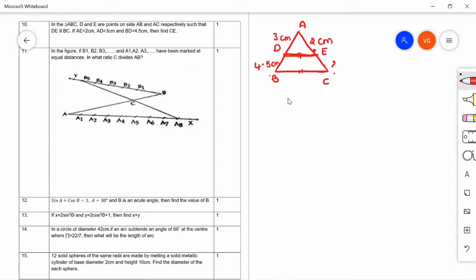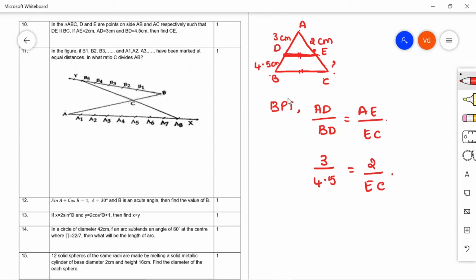So, by basic proportionality theorem, by BPT, you can write if DE is parallel to BC and D and E are the points lying on the other two sides of the triangle, then I can write by BPT AD by BD is equal to AE by EC. So just very simple. Try to substitute. AD is 3, BD is 4.5, AE is 2 divided by EC, which you have to find out.